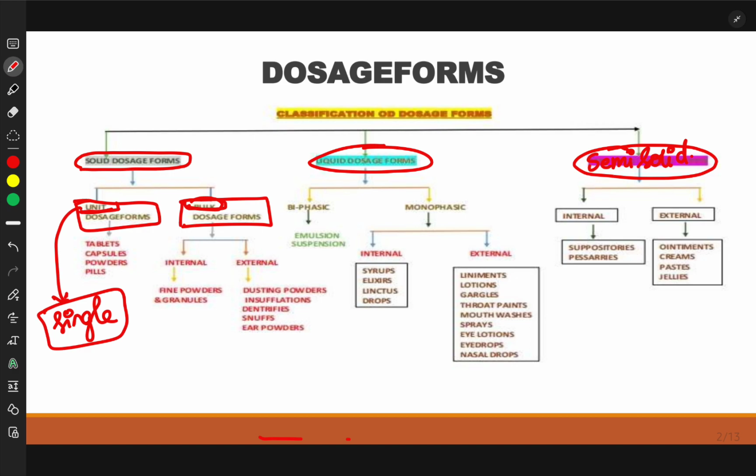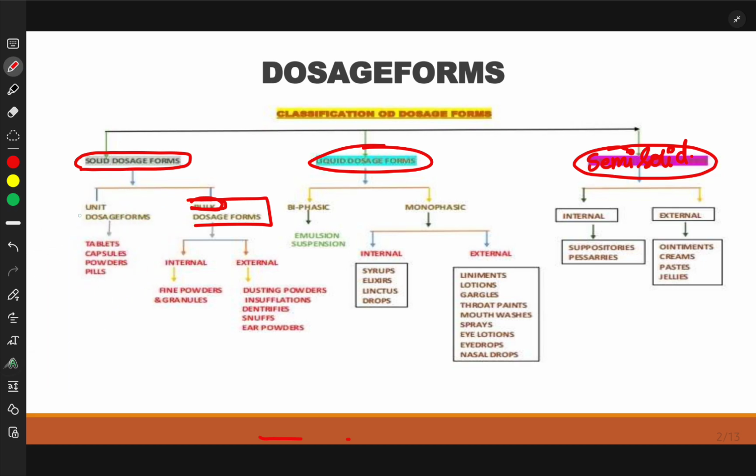So we have a particular size, particular shape, and, in the context of pharmacy, a particular dosage. So unit dosage forms means we will have a particular dose in a single tablet.